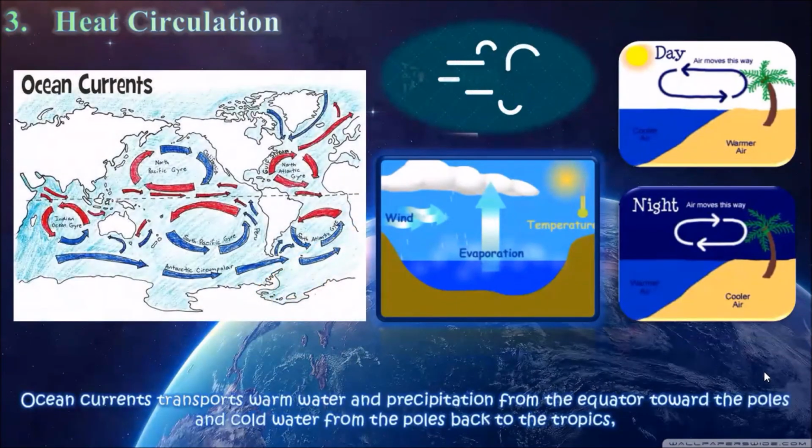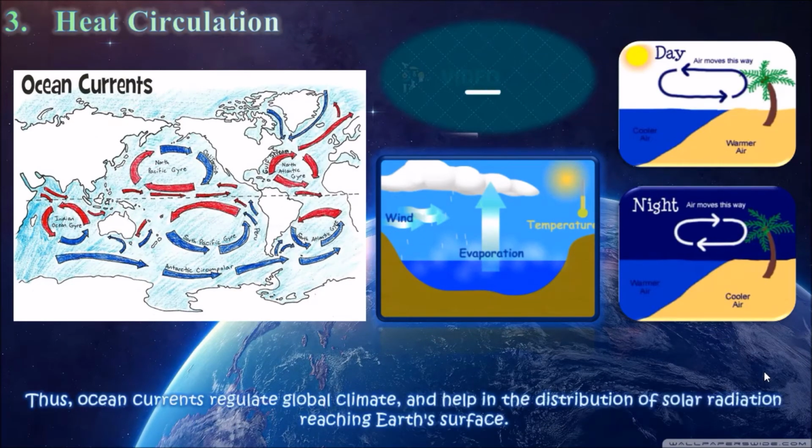Ocean currents transport warm water and precipitation from the equator towards the poles and cold water from the poles back to the tropics. Those ocean currents regulate global climate and help in the distribution of solar radiation reaching Earth's surface.